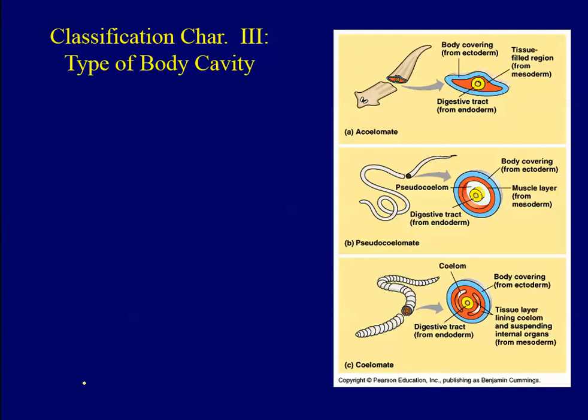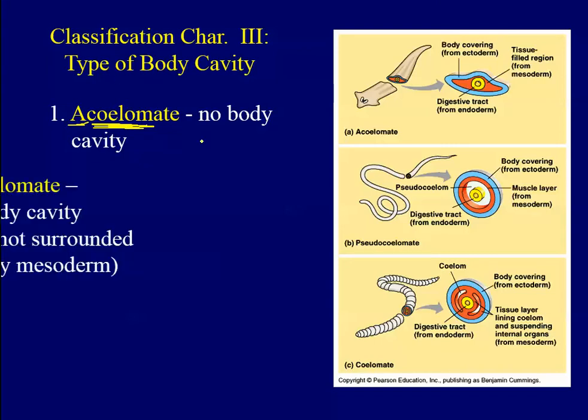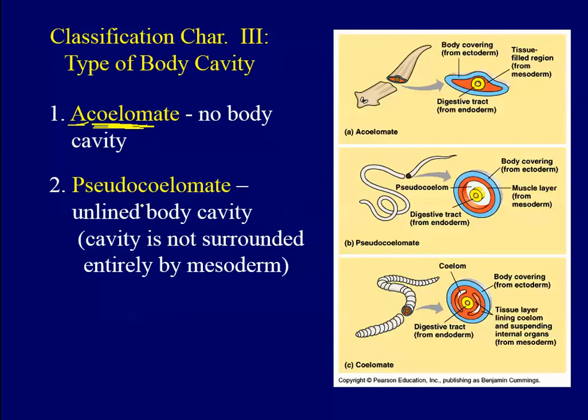All right, next type of classification, type of body cavity. Now, by body cavity, we're not talking digestive tract. Almost all animals have a digestive tract. A means without, just like asymmetrical, an animal has no symmetry. A coelom, again, coel means cavity. Coelom is what we call a body cavity. So acoelomate means no body cavity. A pseudocoelomate means the animal has a body cavity, but it's not entirely surrounded by mesoderm.